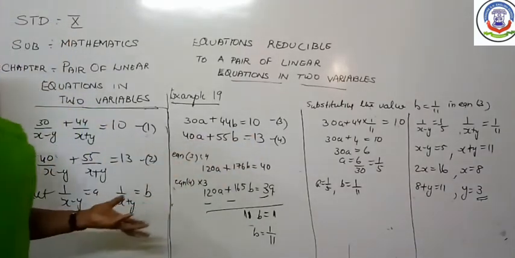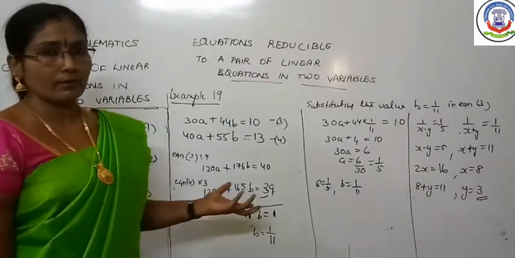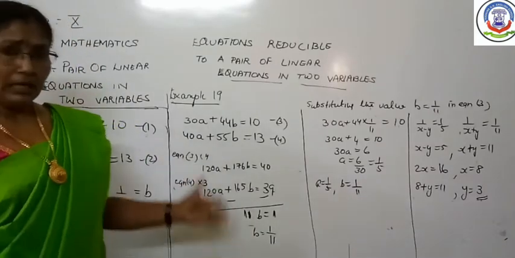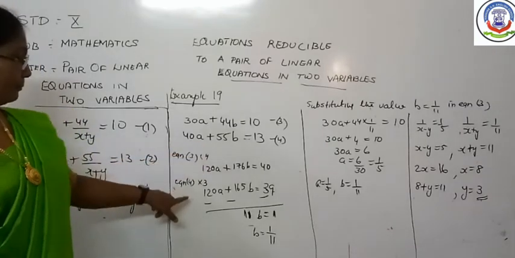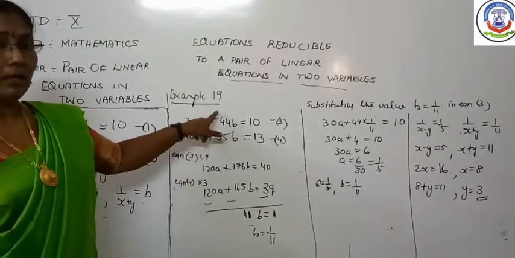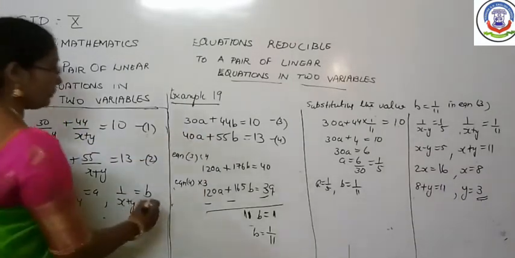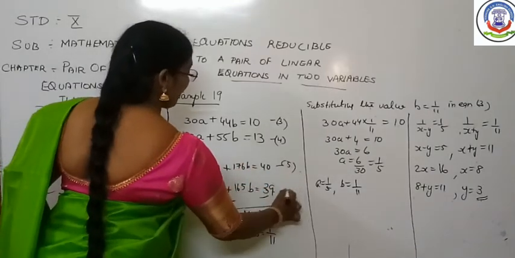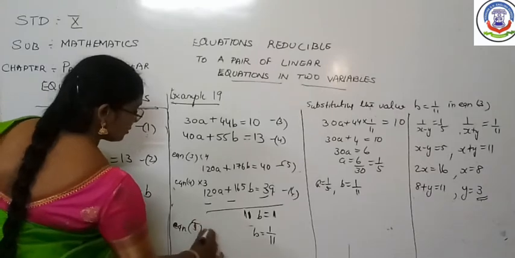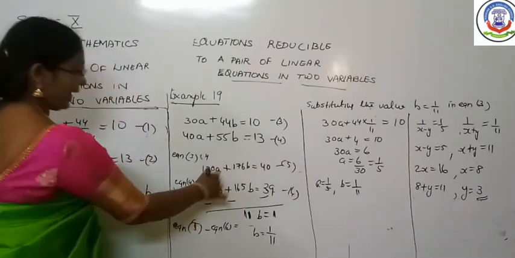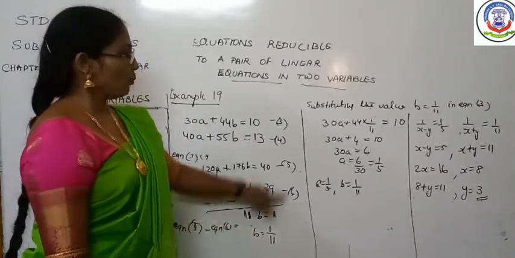Now for these two equations, according to your own convenience, you can use cross multiplication, elimination, substitution, whatever method. Here I opted for the elimination method. So equation number 3 I multiplied by 4 and equation number 4 I multiplied by 3 to eliminate the variable a. Because of that you got two equations like this. These are the two equations you already got, 5 and 6. Then equation 5 minus equation 6, so a will be eliminated and you get 11b is equal to 1. That means b is equal to 1 by 11.